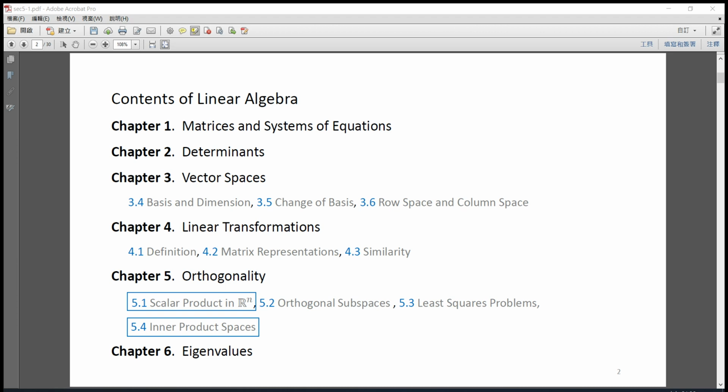Recall that in Chapter 3, the vector space involves two operations, the vector addition and the scalar multiplication. In Chapter 5, we will introduce another operation, that is the inner product operation. This operation enables us to define the angle between two vectors. And with the introduction of inner product, we are able to determine whether two vectors are perpendicular or not.